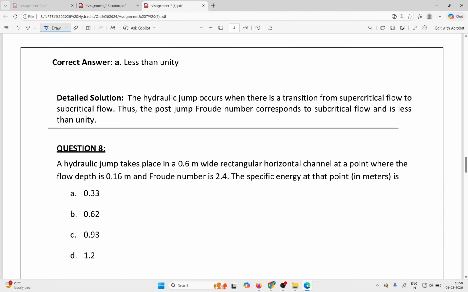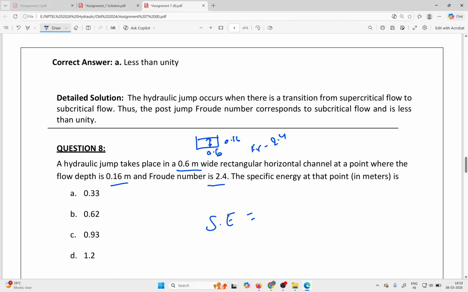Next one, question number 8. A hydraulic jump takes place in a 6-meter wide rectangular horizontal channel at a point where the flow depth is 0.16 meter and the Froude number is 2.4, meaning supercritical. You need to calculate the specific energy at that point in meters.